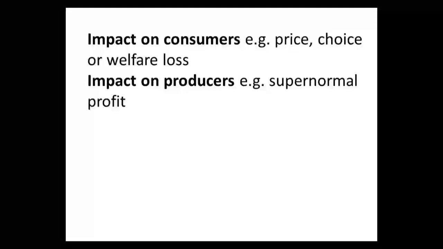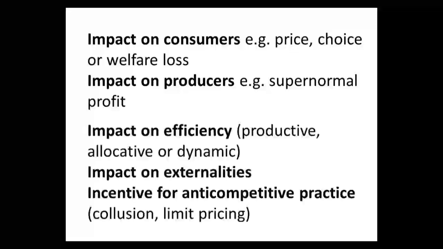Once you've thought through the impact of your factor on those 2 groups, I'd suggest a few other places to think. This is not an exhaustive list, but I think 3 helpful places to go. The impact on efficiency, the impact on externalities, and if it creates an incentive for anti-competitive practice. So firstly, efficiency. Does it change the level of productive or allocative or dynamic efficiency? If so, that could be an analysis point, that change.